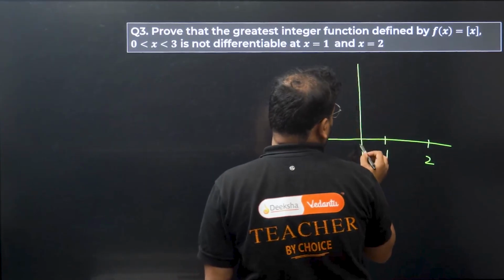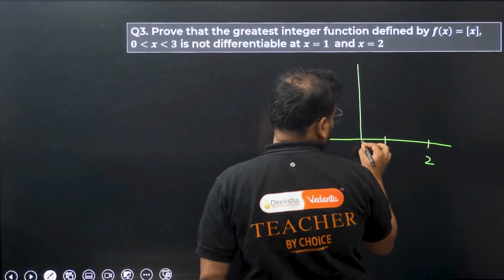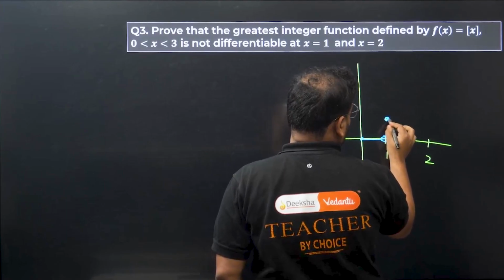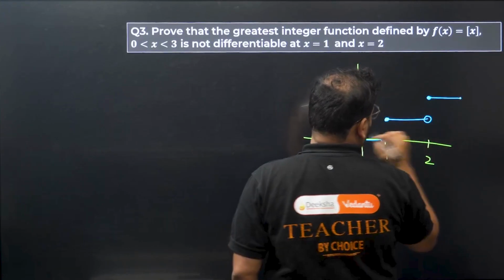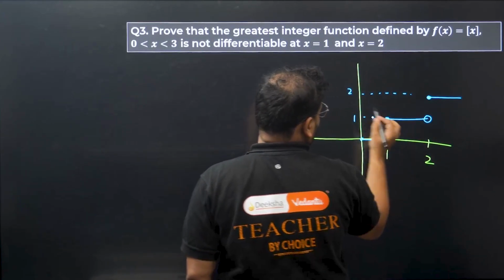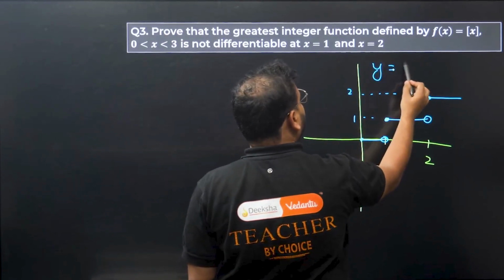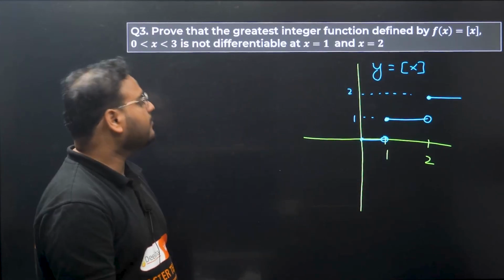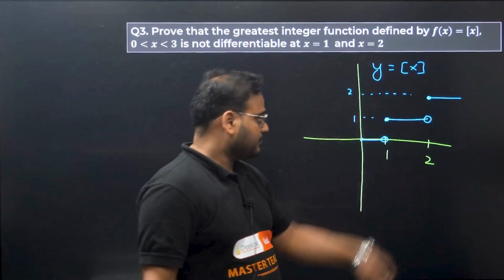At 1, the graph goes like this. I hope you have not forgotten. The graph is closed over here, open over here. At 1, it becomes closed over here, open at 2. At 2, it is going to be closed over here, open over here. This is 1, this is 2. This is my graph of GIF of x, which is nothing but the greatest integer function of x.